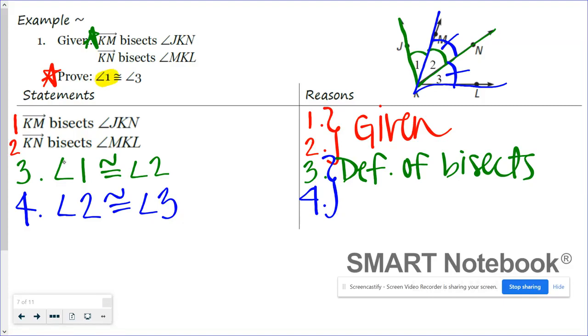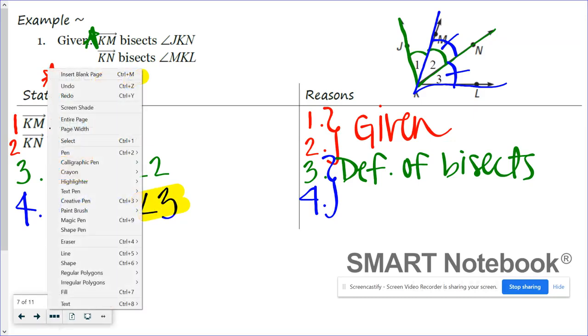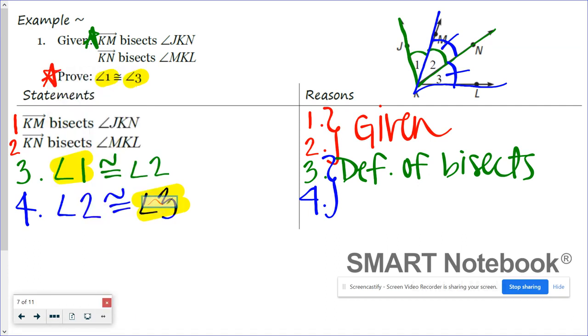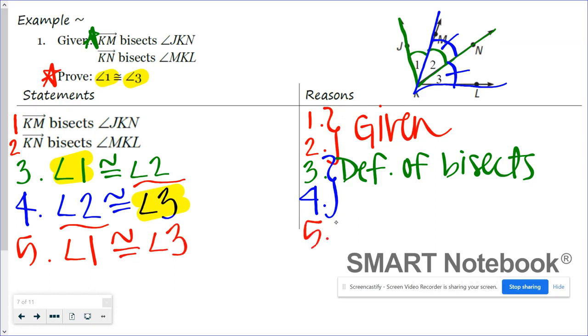Angle 1 is now part of our proof. Angle 3 is now part of our proof. So the question is, is there enough here to prove they are congruent to each other? Yeah, you're exactly right. There is plenty here because notice they are both congruent to angle 2, making them congruent to each other. So kerosene equals Red Bull, right? So that's our transitive property.